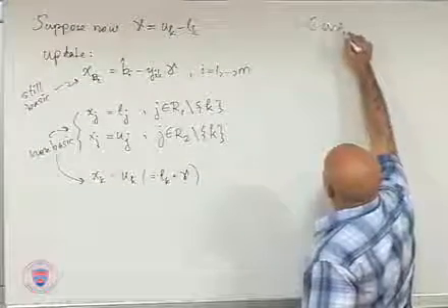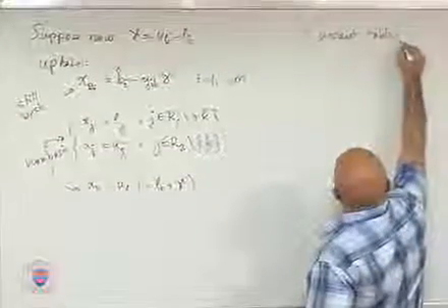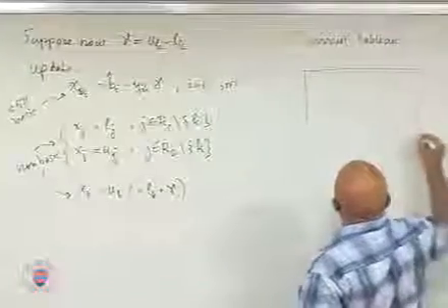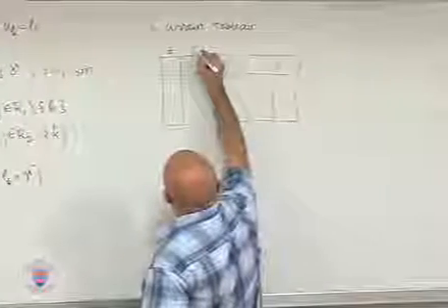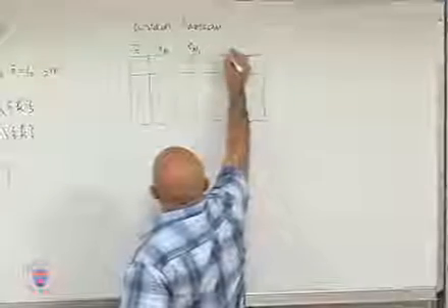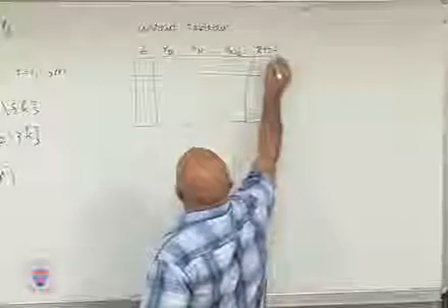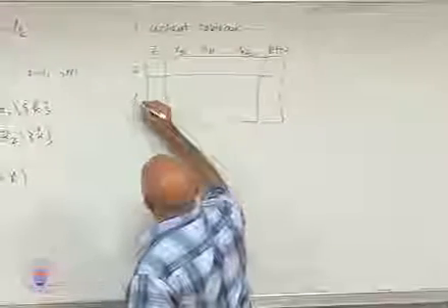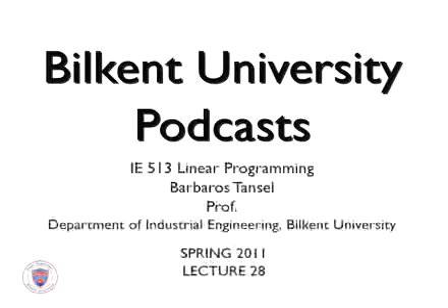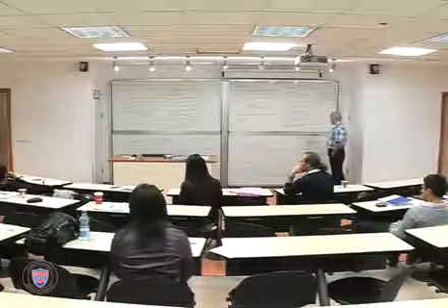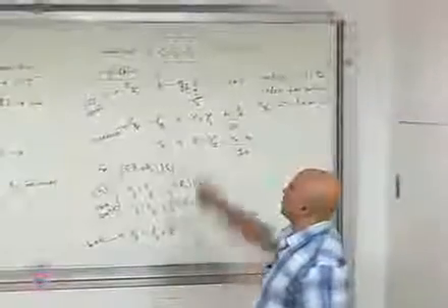How does that reflect into the tableaus? The current tableau for basis B has the following information. Okay, so that's the first case.